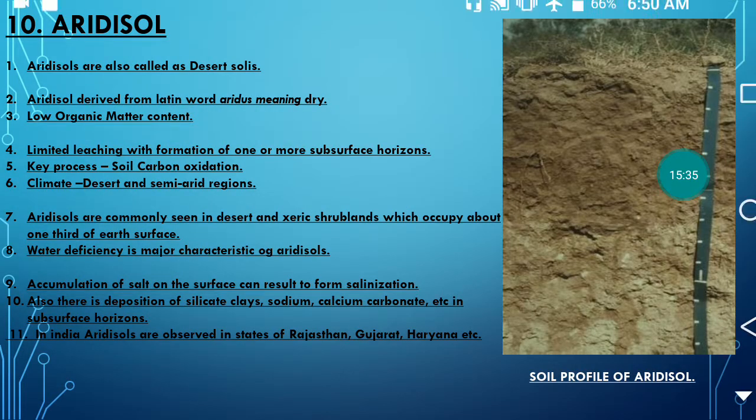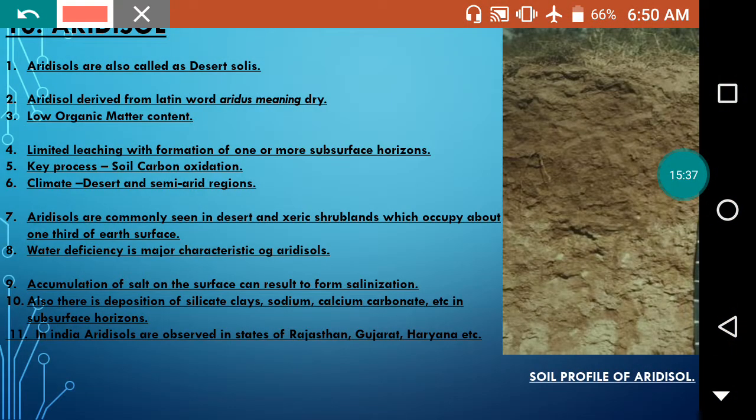After that, we are seeing aridisols. Aridisols are also called desert soils, and the name is derived from the Latin word aridus. Aridus means dry. They have low organic matter content, limited leaching, and formation of one or more subsurface horizons. Key processes are soil carbon oxidation, and the climate is desert and semi-arid. Aridisols are commonly seen in desert and xeric regions.